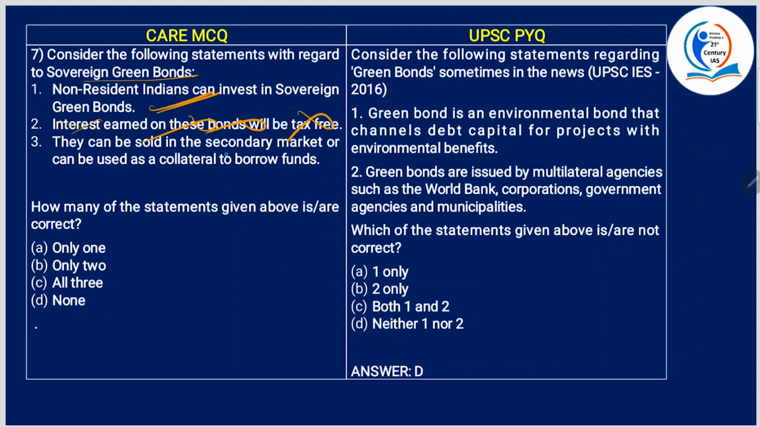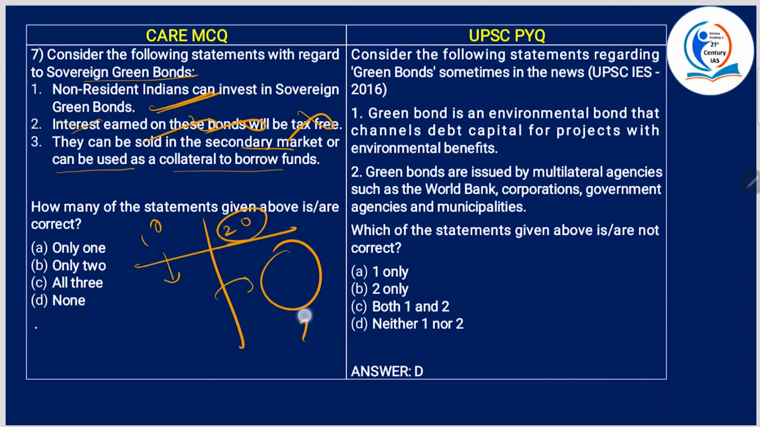They can be sold in the secondary market or can be used as collateral to borrow funds. Now, what is the secondary market? There is a primary market and there is a secondary market. Primary market is a market where there will be a fresh issue of shares. And the secondary market means previously issued securities are brought here and traded, sold. So this is also true. So 1 and 3 are true. So 2 statements are true.